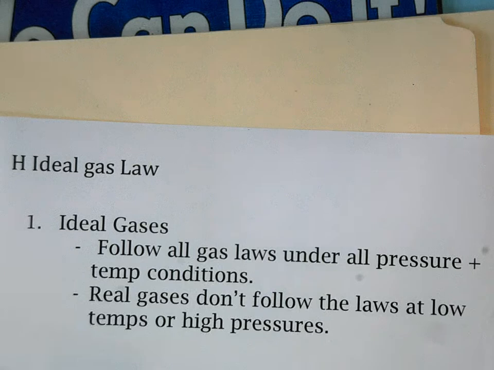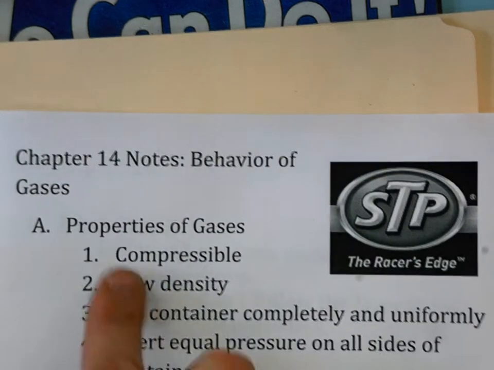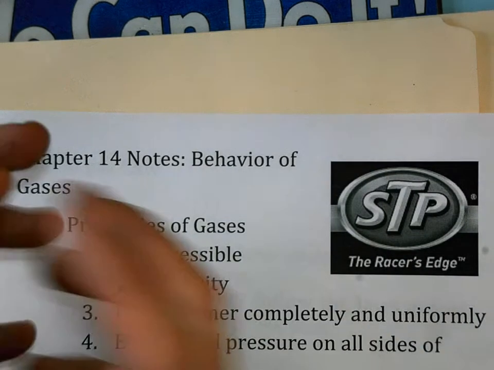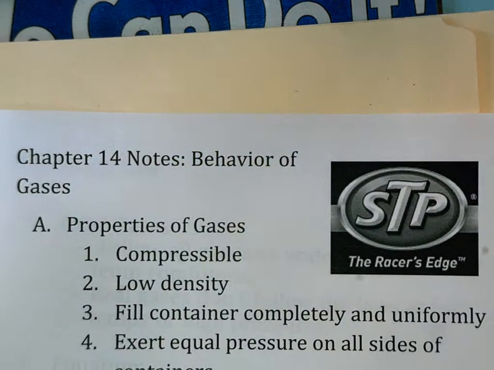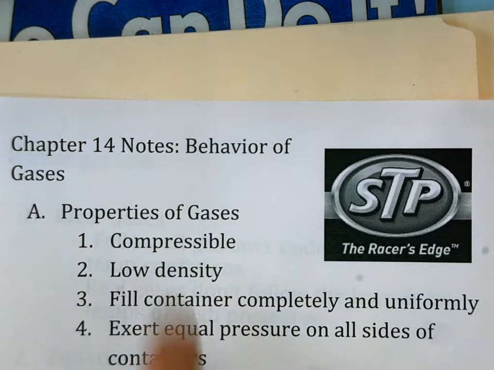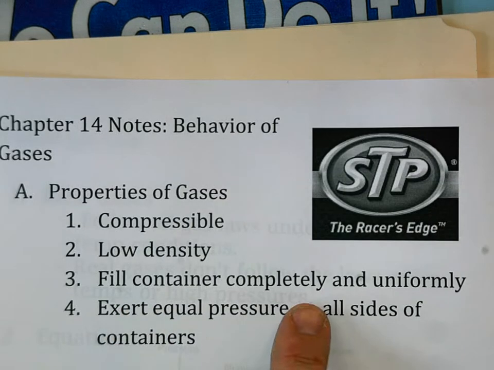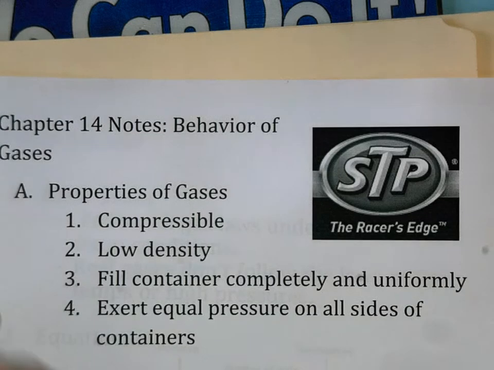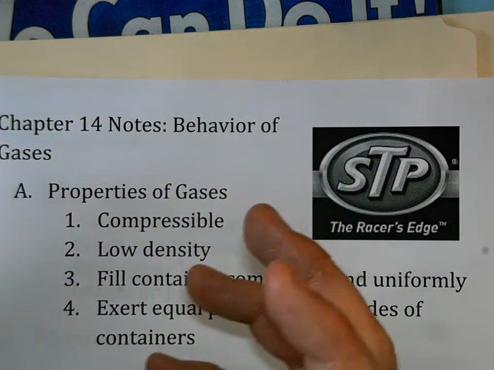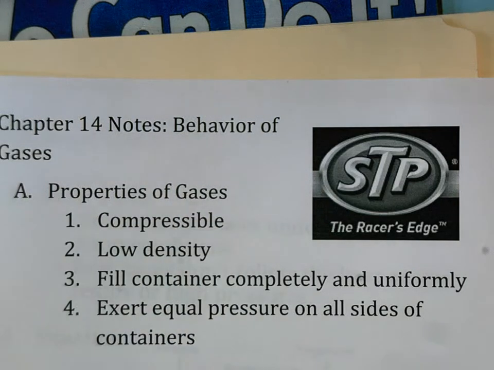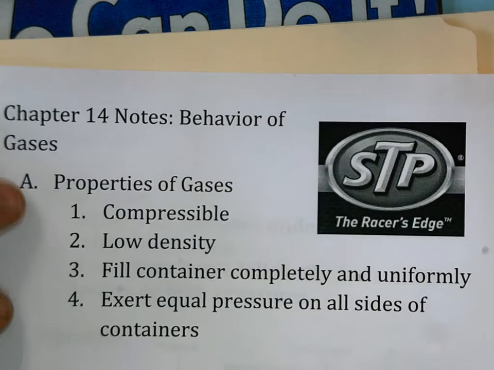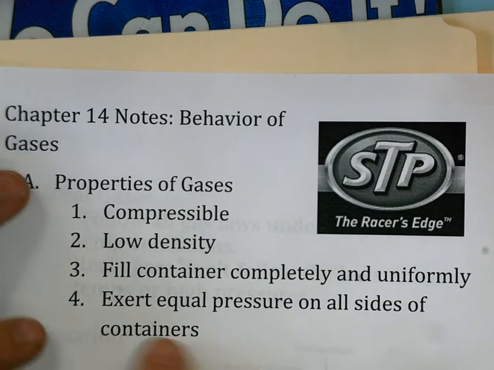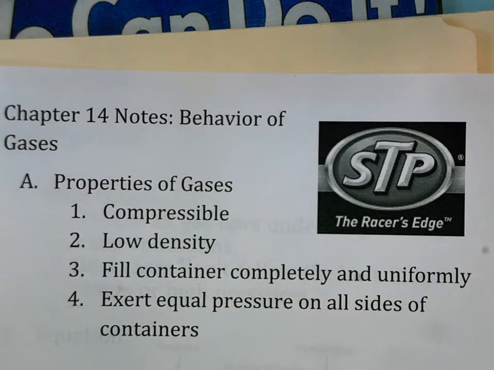The first notes we went over, we said the properties of gases are that they're compressible, that you can squeeze them together. They have very low densities. They'll fill the container completely and uniformly, whatever they're put in, which means they want to be as far apart from each other as they can. They're surrounded by electrons, the atoms that make them up, and electrons have negative charges, and they want to be far apart. They will exert equal pressure on all sides of containers. So this is just the properties of gases.